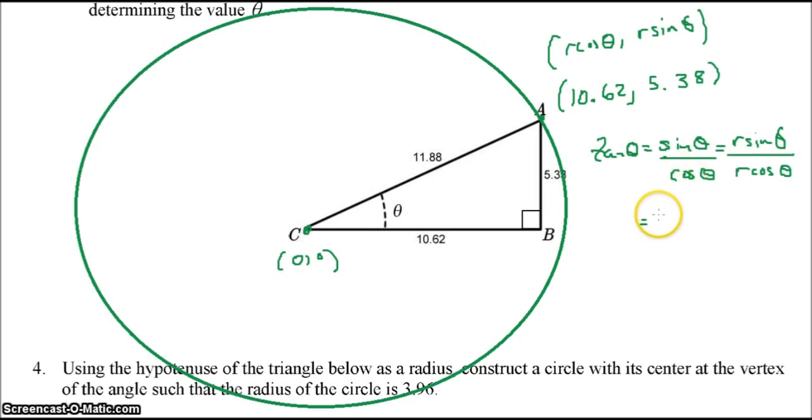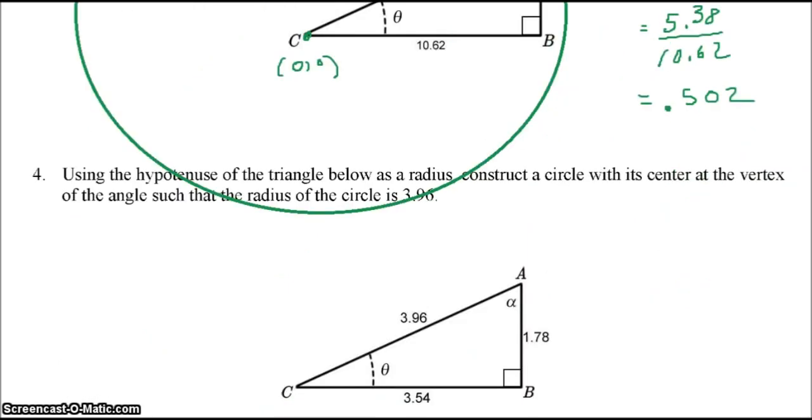Or, like we talked about in class, opposite over adjacent, but we can just use 5.38 over 10.62. We don't even have to convert those to radii measurements because the result will be the same anyways. So 0.502. And that's the slope of the line.